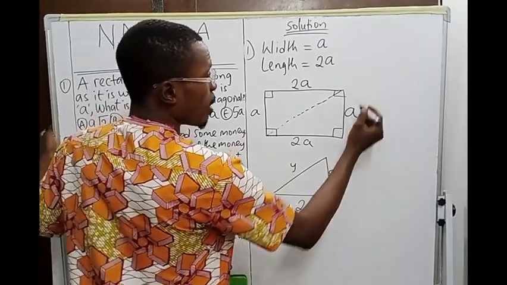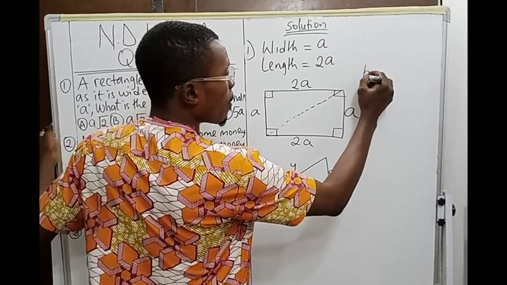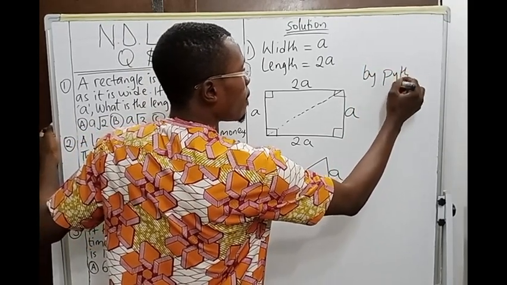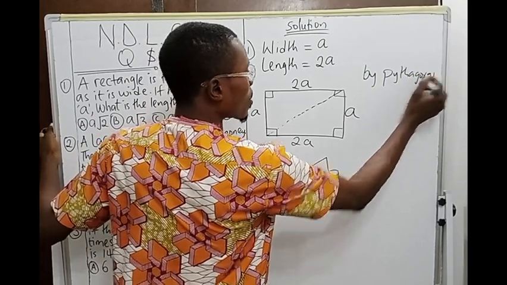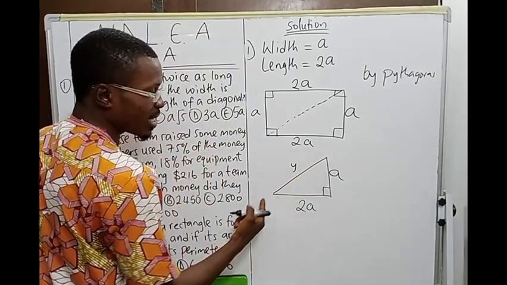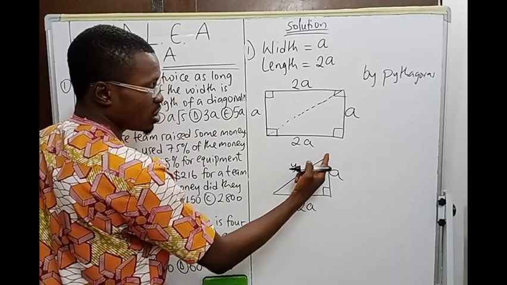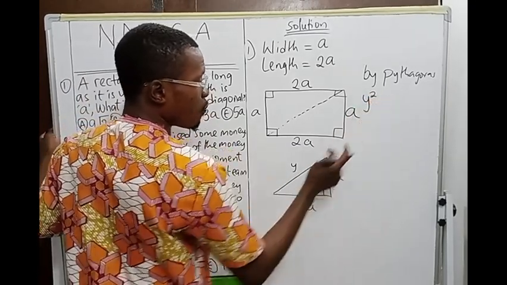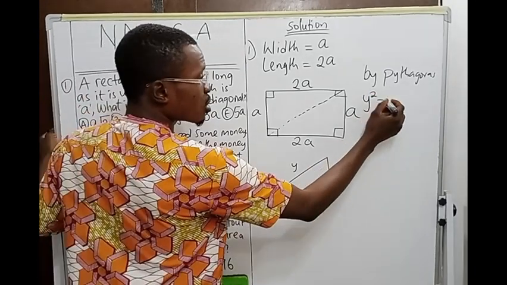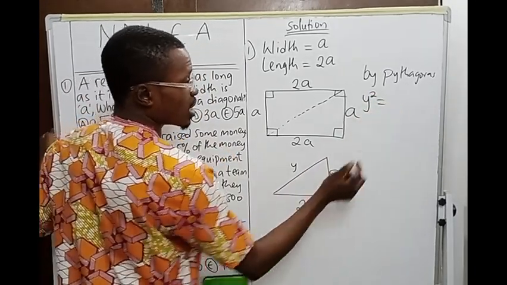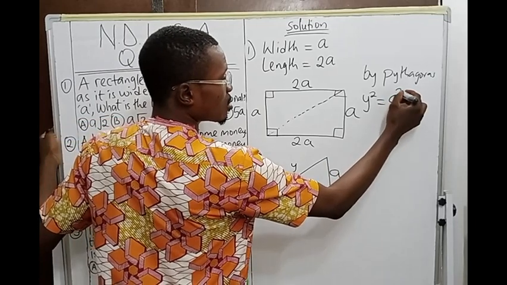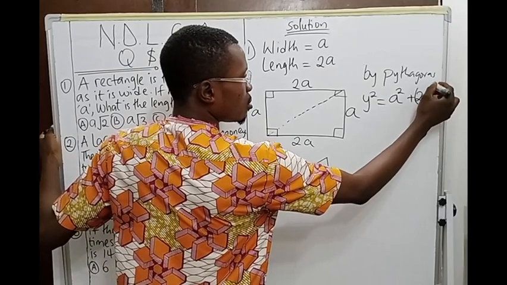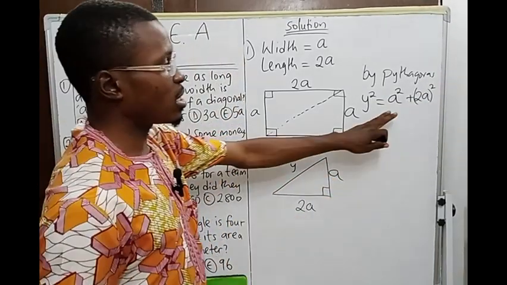And that rule is Pythagoras theorem. So we'll say Pythagoras says that the longest side of a right angle triangle, in this case it is Y, the square of the longest side of a right angle triangle equals the sum of the squares of the other two sides. The other sides: you square it, plus 2A, you square it. Alright, this is Pythagoras rule.